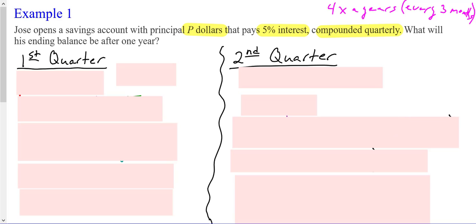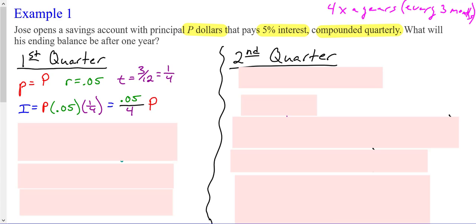All right, so to figure out our variables for the first quarter, principal is going to be our P that we highlighted in yellow. Our rate is going to be the 0.05. And remember, if we're doing it every 3 months and time is represented by years, that would be 3 out of 12 months, or reduced to 1/4. Notice in the fraction, the 4 represents how many times a year it's compounded. So we would calculate our interest, which would be P times 0.05 times 1/4. Simplify and combine what we can, which ends up with 0.05 divided by 4 times P.